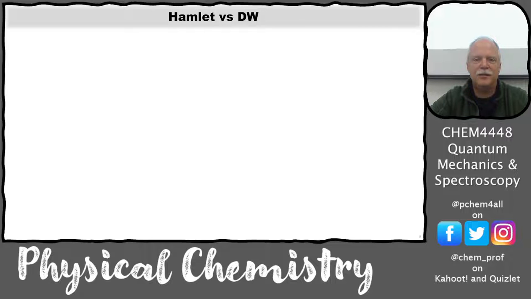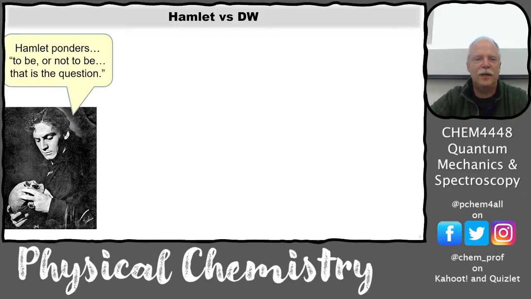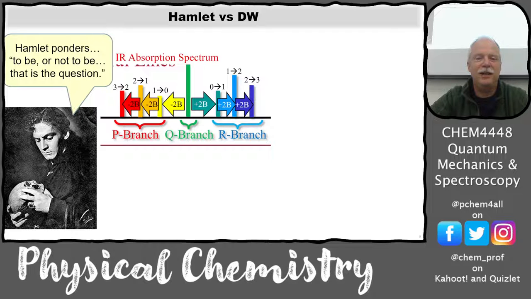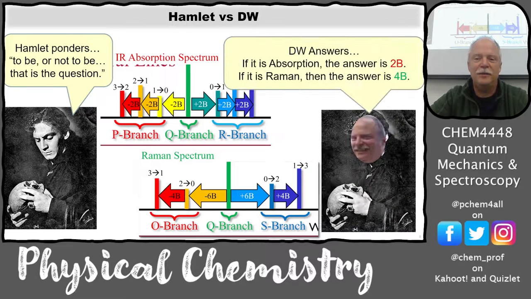So this sort of sets up a joke I like. Hamlet ponders 2B or not 2B. And you have different cases. So DW says if it's absorption, the answer is 2B. And if it's Raman, the answer is 4B. Okay, so there I have the answer to Hamlet's age-old question. A corny joke, but it'll help you remember.